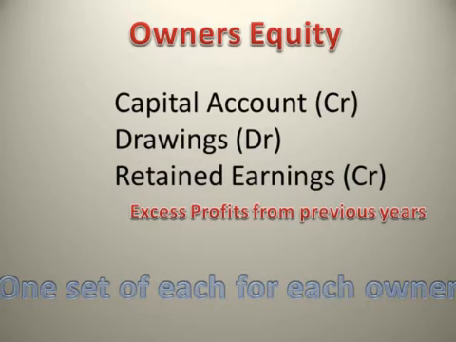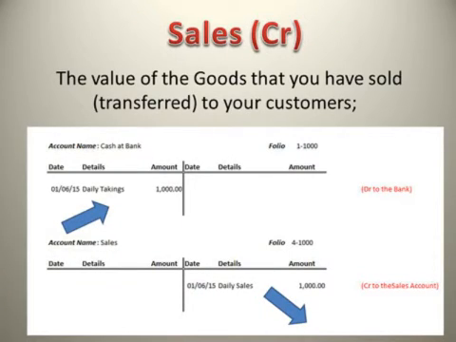Now, the next one we go on to after that is sales. And sales is an account that holds the value of the goods that you have sold. Now, when you sell something, you actually give it away. You give it to your customer, and what your customer gives you is cash. Now the cash goes straight into the bank, and that's what you've got. You've received money for that transaction.